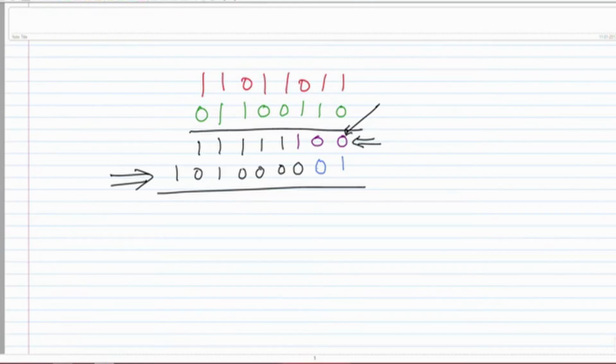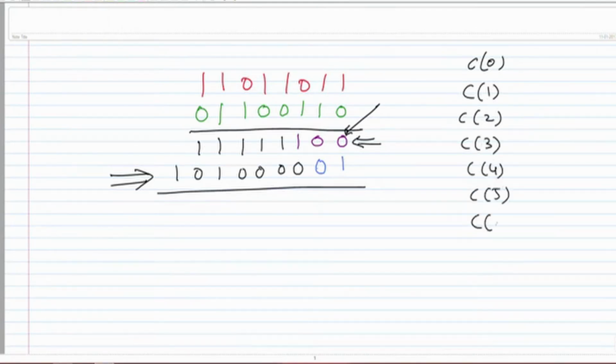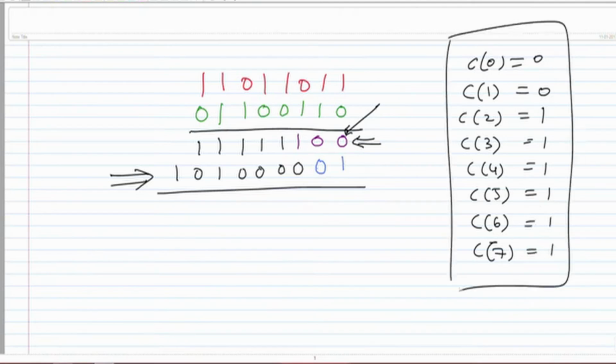So, let us write the carry bits. So, 0, 1, 2, 3, 4, 5, 6, 7, C0, C1, C2, C3, C4, C5, C6, C7. This is 0, this is 0, this is 1, the remaining all are ones. Okay. So, these are the carries.